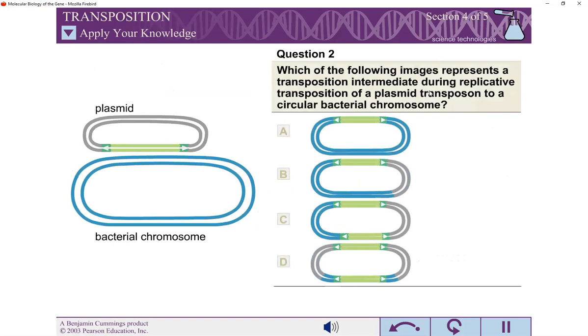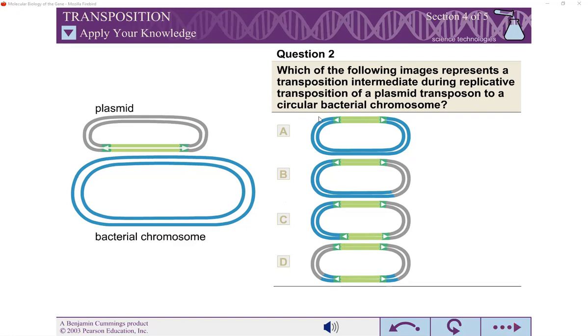Which of the following images represents a transposition intermediate during replicative transposition of a plasmid transposon to a circular bacterial chromosome? Now, all the students must try to answer. Okay, Ankit, Hiba, Trishla, all the students must try to answer. Have an active participation. I will put the mark where you will say. Now there is a replicative transposition going on. Which of these indicate that the replicative transposition has actually taken place?